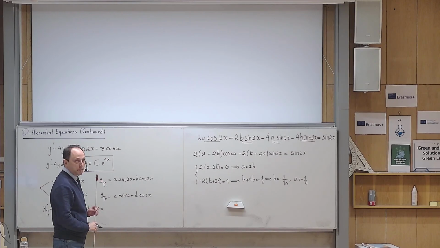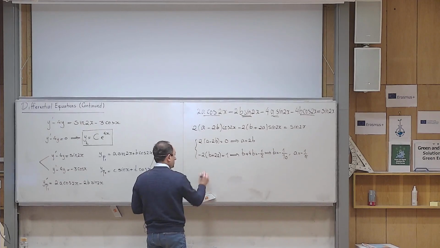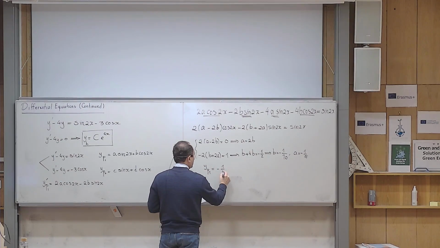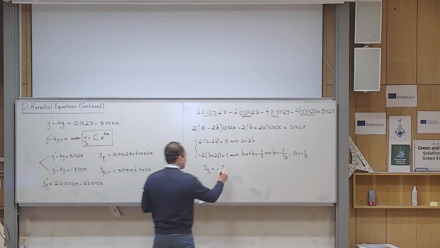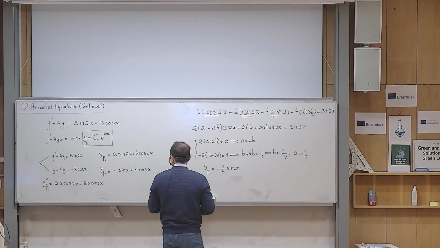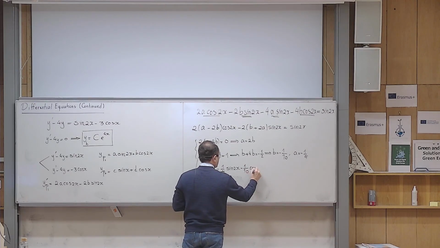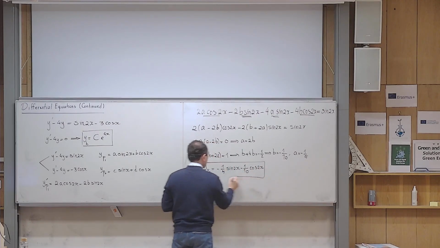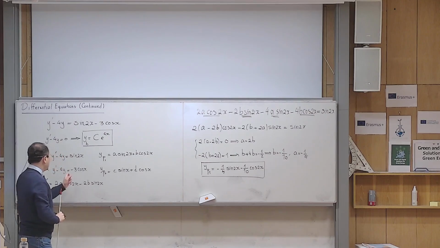Do you agree? Okay, and then I have yp1 in its full form. A is minus 1 over 5 sine 2x. And then what is B? B is minus 1 over 10 cosine 2x. That is yp1. Then I have to do something similar for the second one.